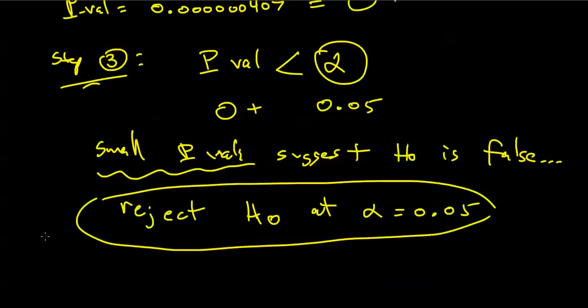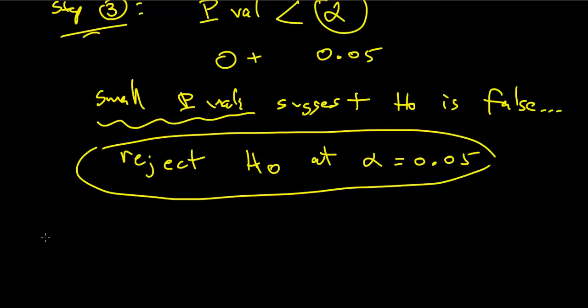Reject H0 at alpha equals 0.05. And the book sometimes asks for an interpretive statement. Interpret the previous results. Well, let's see, I'll be a little more verbose here. If your p-value is 0 plus, that implies something.